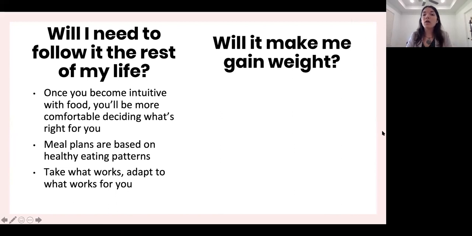So will following a meal plan make me gain weight? And this is probably the biggest question we get, and we understand a lot of our clients that come in are really, really concerned about gaining weight. And it is, like I mentioned in the beginning, one of the biggest barriers to getting recovery sometimes, because they're afraid of what might happen. And that's completely understandable. And the answer is that it depends.